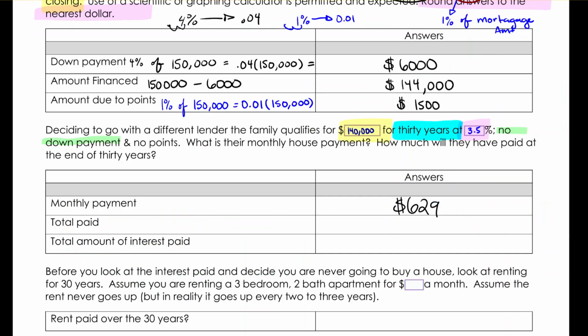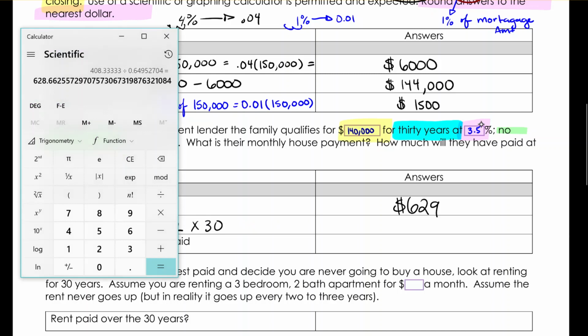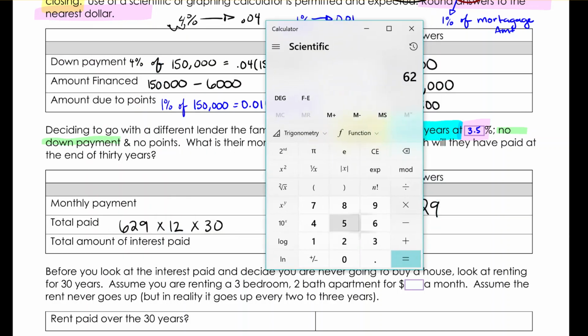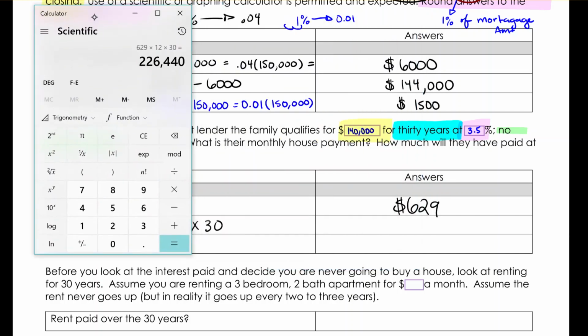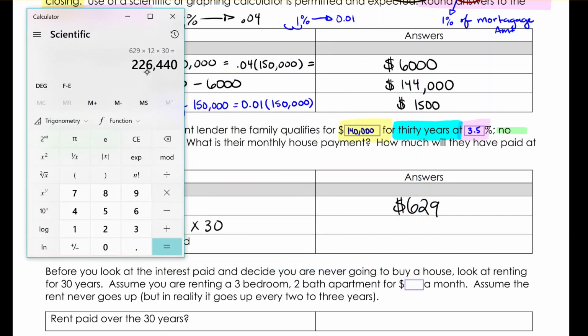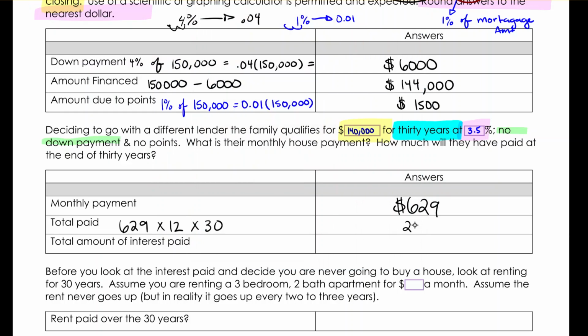So we know what this means. Every month for 30 years, we're paying $629 as our monthly mortgage payment. So to find the total amount paid, you take the monthly mortgage payment times the amount for 1 year, and then you do this for 30 years. So this will be $629 times 12 times 30. So the total amount paid is $226,440 over the lifetime of the loan.